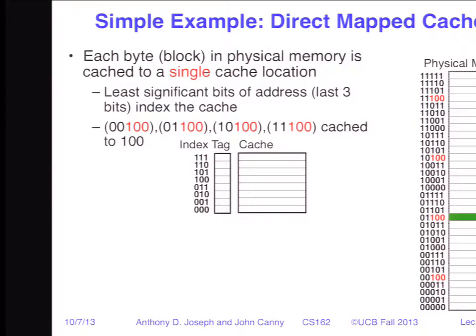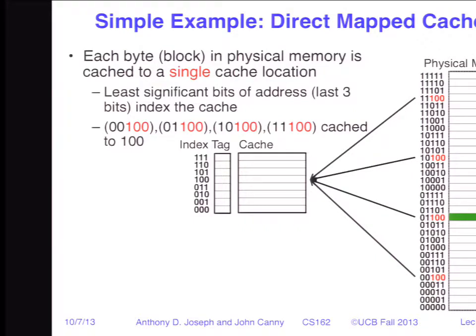Which is direct mapped caches. Here, each byte in physical memory is cached to a single location. We're going to use the least significant bits of the address. So the last 3 bits are going to tell us where to put it. What this means is these 4 addresses, 00100, 01100, 10100, 11100, are all going to get cached to the same location in the cache. They're all going to be stored in the same location.